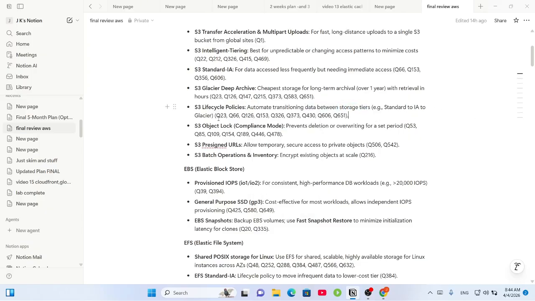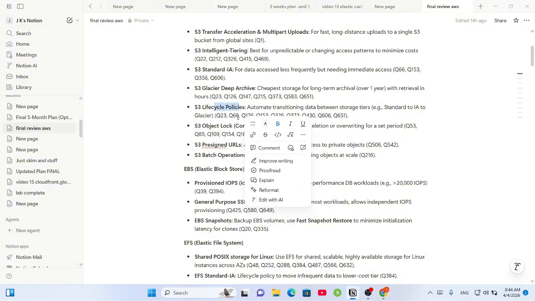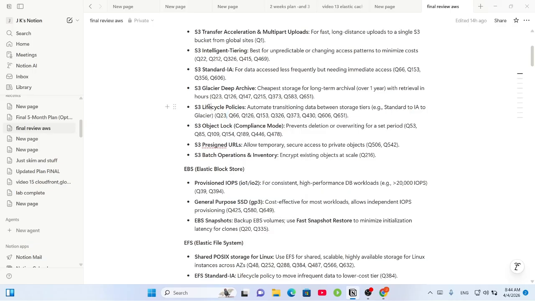So here, how many questions did we get for lifecycle policies? One, two, three, four, five, six, seven, eight, nine. Nine questions. So this is very important.